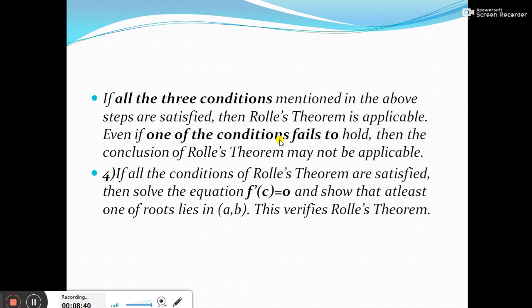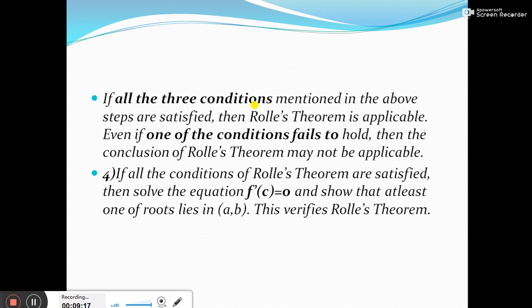Even if one of the conditions fails to hold, then the conclusion of Rolle's theorem may not be applicable. That means if in the given question we have to check whether Rolle's theorem is applicable or not, then you have to check all the three conditions of Rolle's theorem. First one is continuous on the closed interval, differentiable in the open interval, and f(a) is equal to f(b). If one of the three conditions is not satisfied, then Rolle's theorem is not applicable.